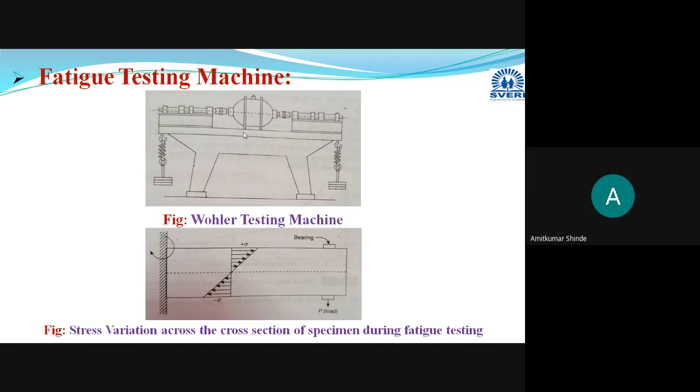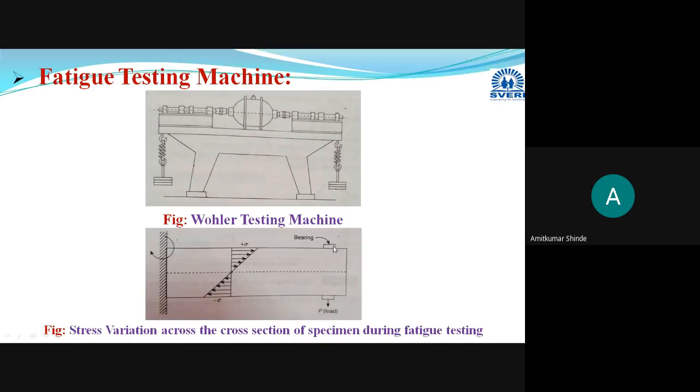Sometimes you have to change the stress, or you will apply a particular amount of load, and for that particular amount of load you are going to rotate the component continuously, step by step. What will happen during this rotation? There will be some variation in the stresses. These types of stresses will get created.